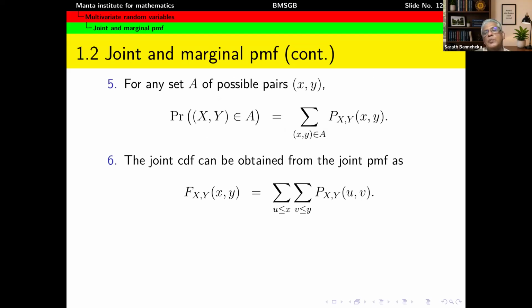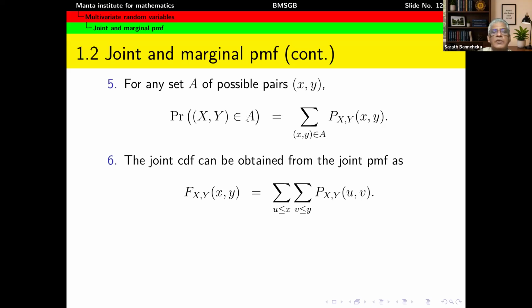And if you want to find out the probability that the random vector XY, this is called a random vector, or random point in this case in the two-dimensional plane, is in some set A, it can be obtained by adding the joint probability mass function over all simple xy points in this set A. So A here will be a discrete set of xy points. Adding over that, we will get the probability that XY is in A.